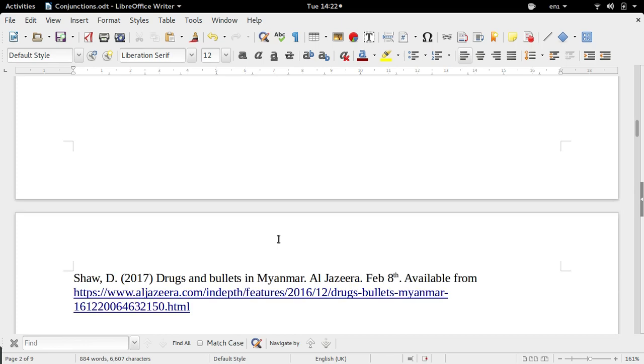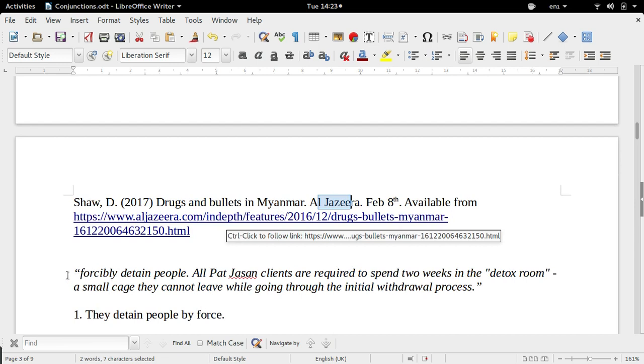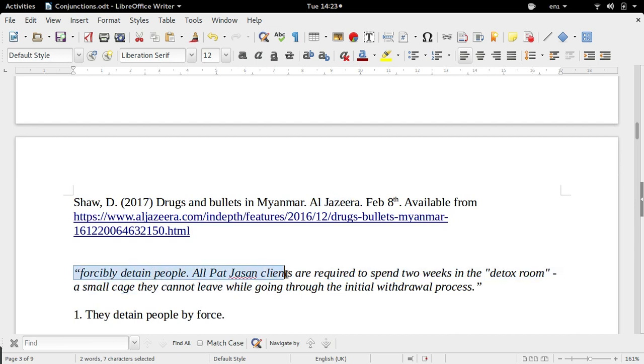Okay, so the second article I read was published by Al Jazeera and it's by Dee Shaw, and it's called Drugs and Bullets in Myanmar. And I got this quote from it. They forcibly detain people, and Patjasan clients are required to spend 2 weeks in the detox room, a small cage they cannot leave while going through the initial withdrawal process.